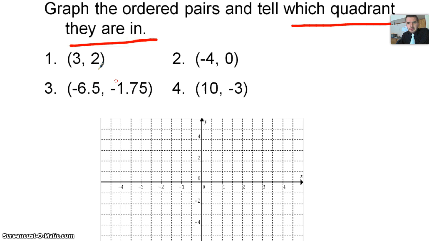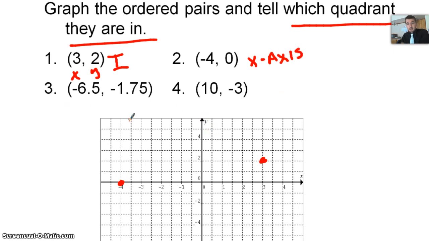These first two are easy. It's always x, y. So you're going to go 3 on the x and then 2 up on the y. So right here. And you can see, obviously, that's in quadrant 1. Remember, it goes counterclockwise: 1, 2, 3, 4. Next one is negative 4, comma 0. So negative 4 on the x and then 0 on the y. Now this one's actually not in a quadrant, so we can just say that it's on the x-axis.